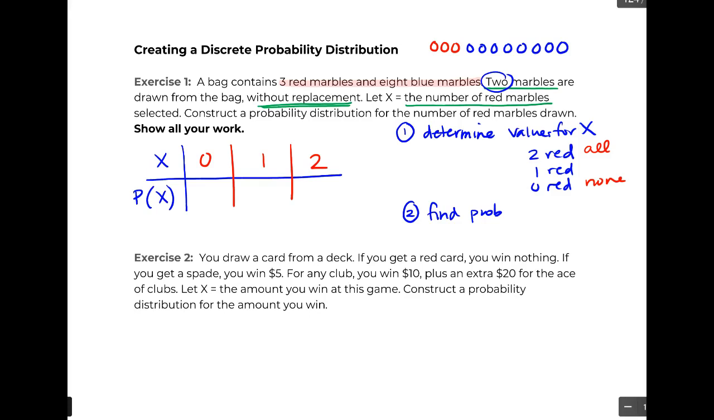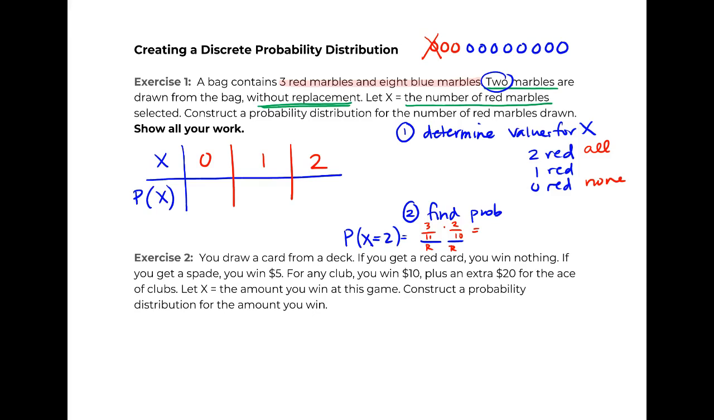So 2 red, well, probability that x is equal to 2. We've done this before. This is the probability of all. So that means for both of the marbles that we pulled, we got a red marble. So this is 3 out of 11, and then once I take that marble out, 2 out of 10 for the second marble. No need to multiply by a 2 because there's only one way for this to happen. Red and then red.